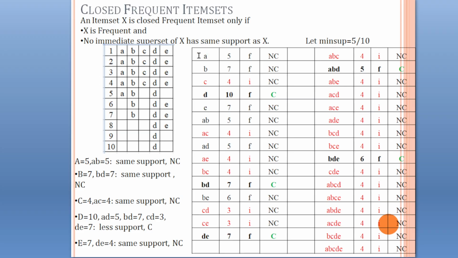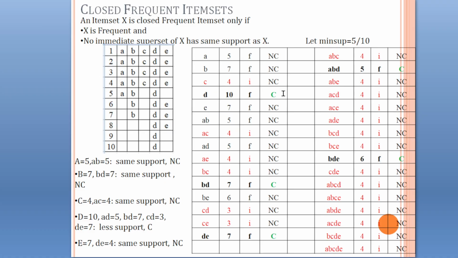So let us check for item A. A superset of A is AB, but the support of A and AB is the same. So A is not closed. Then for B, the support of B is 7, but another item BD is 7. That means it has the same support, so it is also not closed. Then C is infrequent, no need to check. Support of the next item is 10 and we nowhere have 10. So that means it is a closed item set because no superset has support 10.